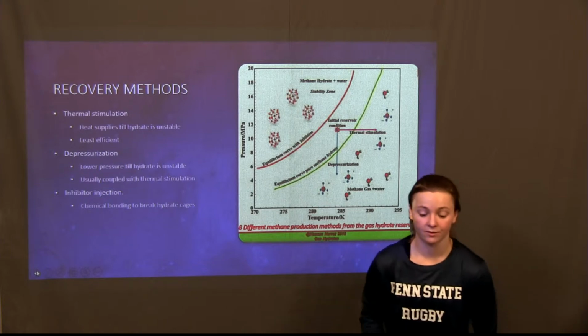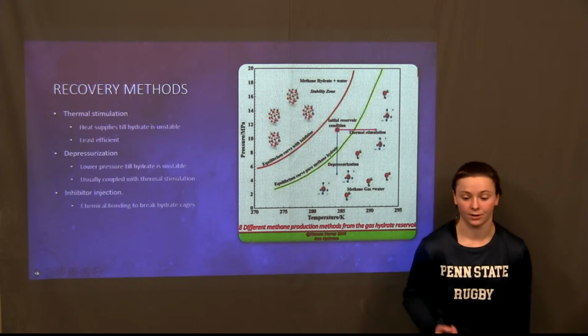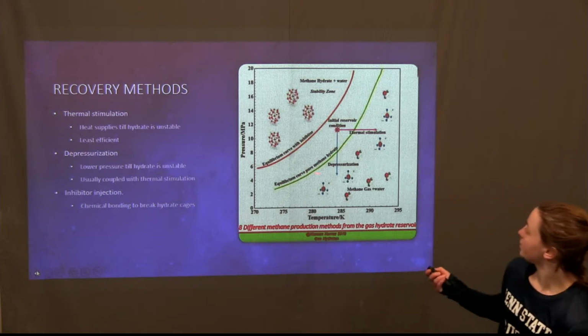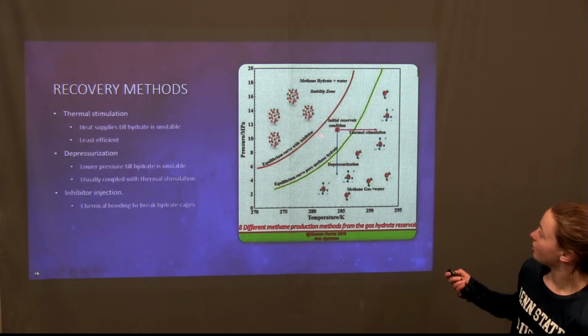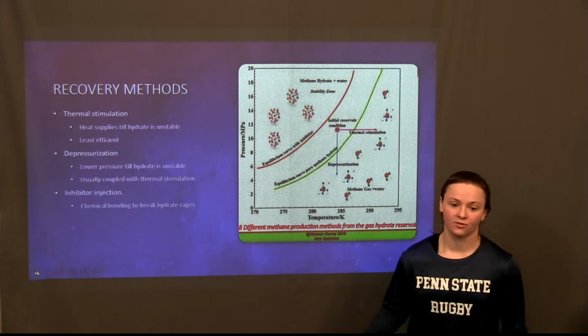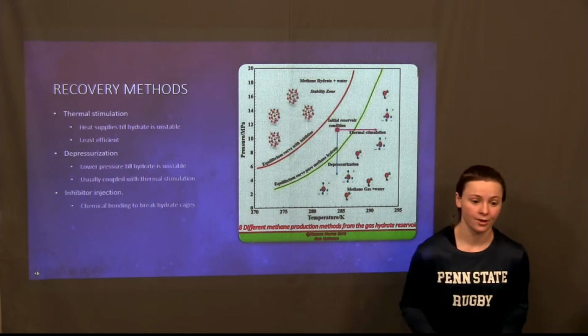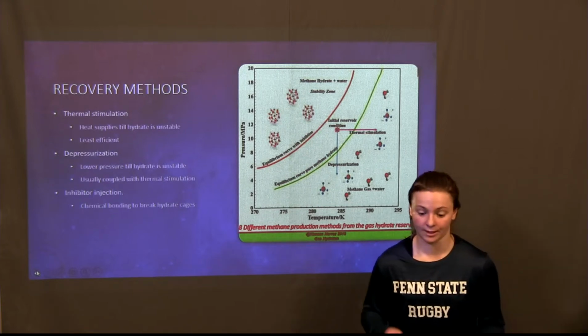This method is relatively new and understudied as compared to the two others. The concept is to shift the equilibrium curve from this green line over to the red line so that the conditions that the hydrates are already in will make them unstable and then decompose on their own.